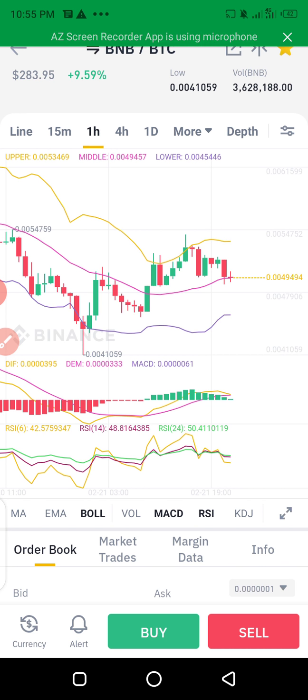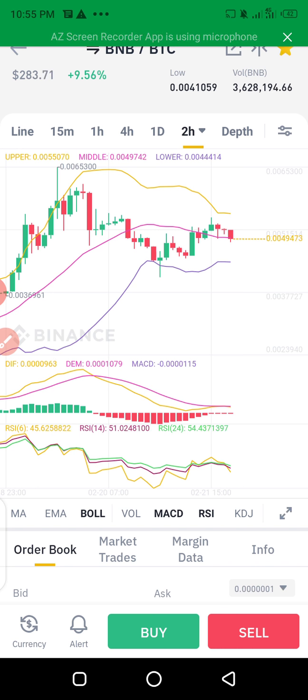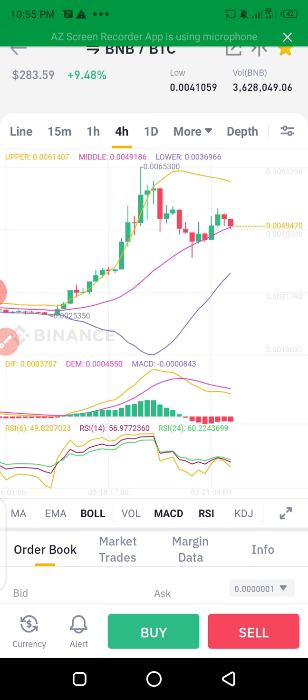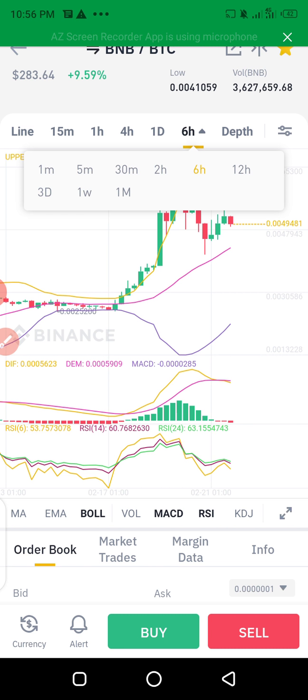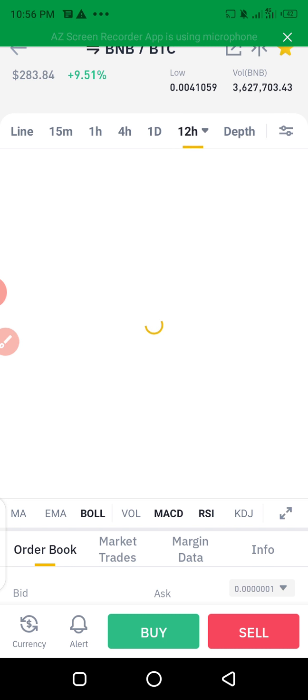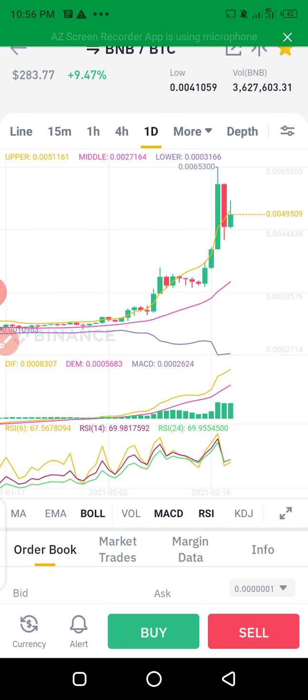The 1 hour time frame will also reveal it before the 2 hours time frame will reveal what will happen. The 2 hours time frame will reveal it before the 4 hours, the 4 hours before the 6 hours, the 6 hours before the 12 hours, and the 12 hours before the daily candle. A day, which is equivalent to 24 hours, will reveal what is going to happen.